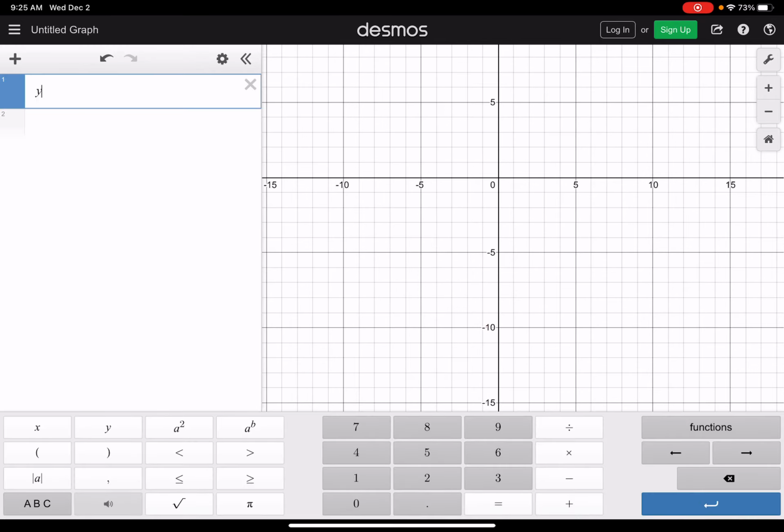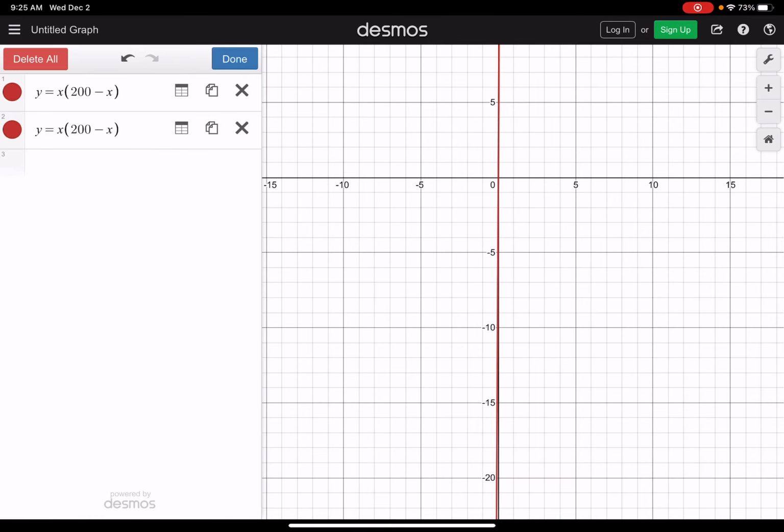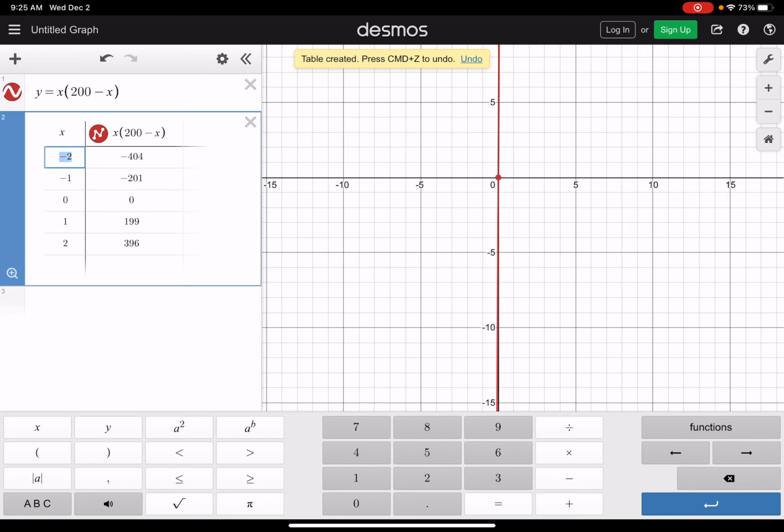So I'm going to use y instead of a. So y equals x times 200 minus x. Now I will tell you that Desmos has the same issue as the calculator. You have to have a good window. So remember, you can go up here and duplicate it and then make a table and start seeing some values here. If you wanted to start picking values for x, you could sub them in pretty easily.